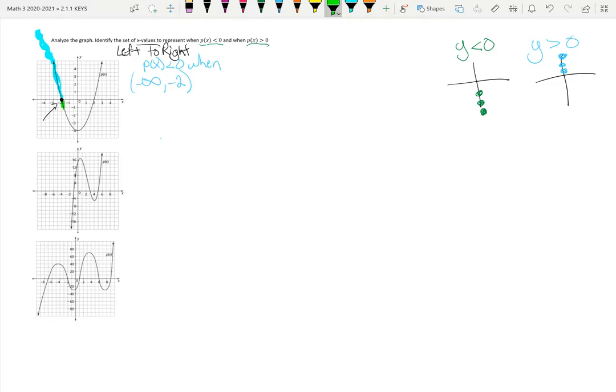It also is going to be positive. It's going to go negative all the way down until it hits 2, when it's going to be 0, and then it's going to go up to be above. So it's going to continue to be positive from 2 all the way to positive infinity.